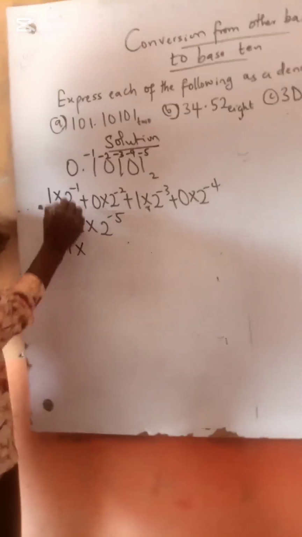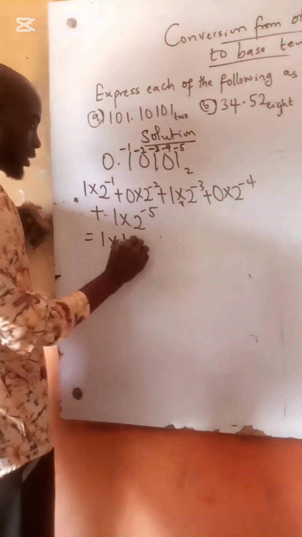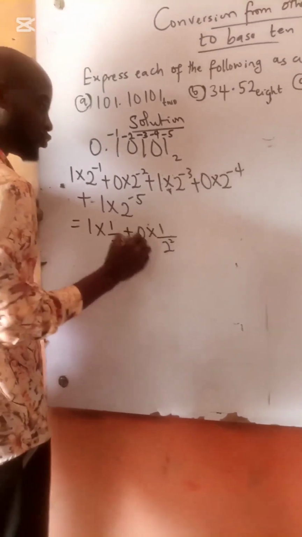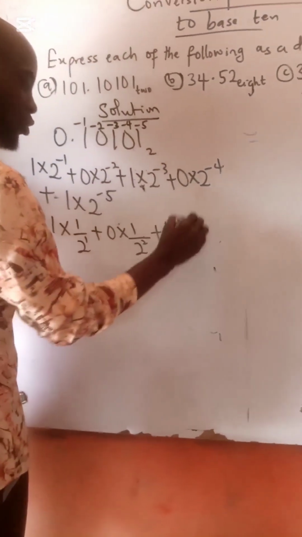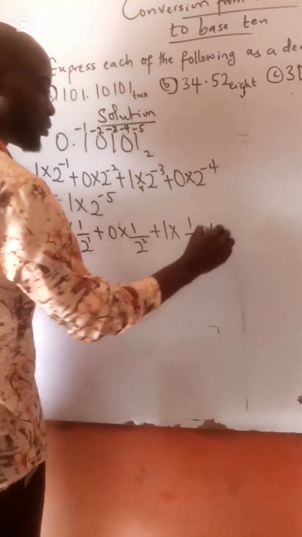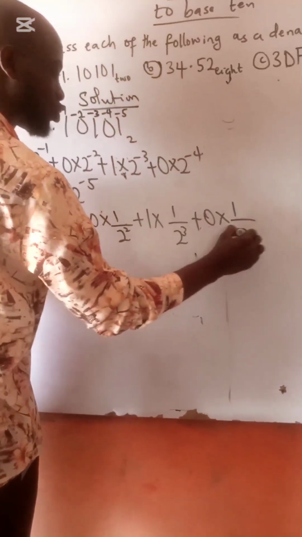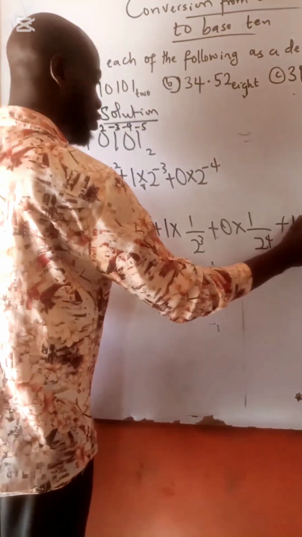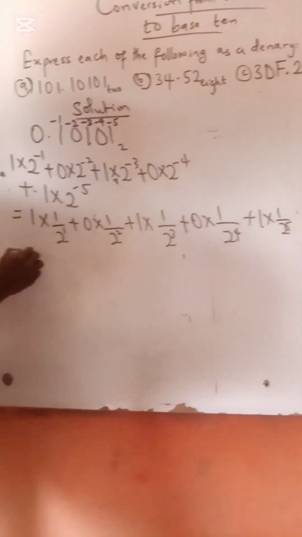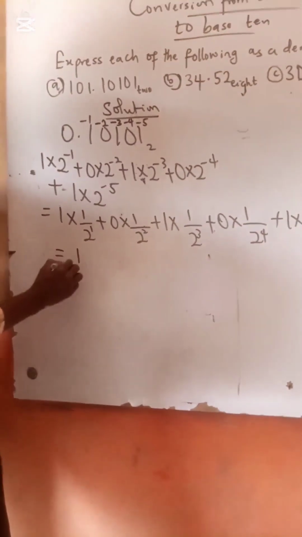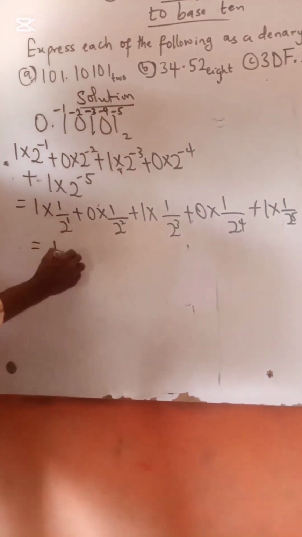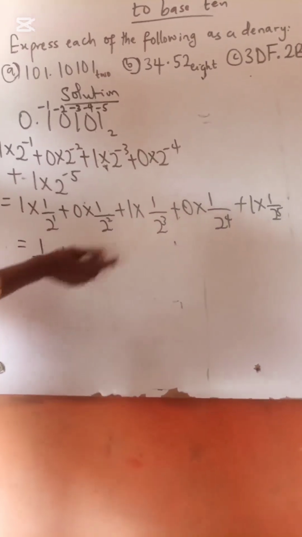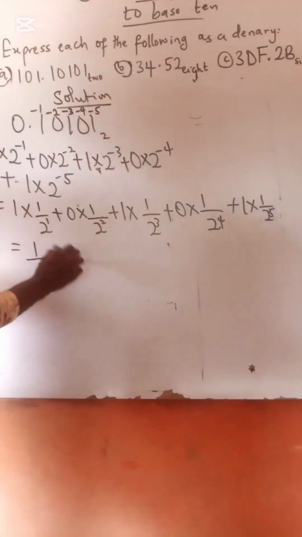This can be written as 1 over 2 power 1 plus 0 times 1 over 2 power 2 plus 1 times 1 over 2 power 3 plus 0 times 1 over 2 power 4 plus this one 1 times 1 over 2 power 5. There we have 1 times 1 is 1, 2 power 1 is 2, plus this one is 0. You know, 0 times 1 is 0.